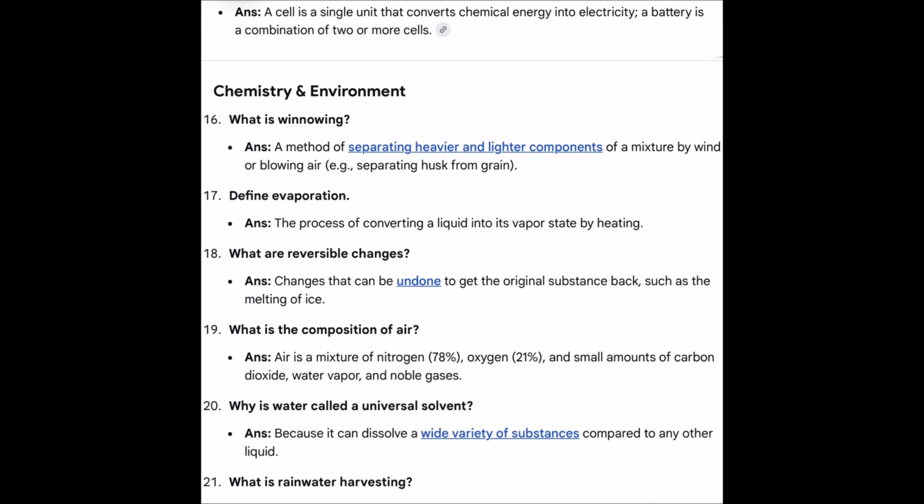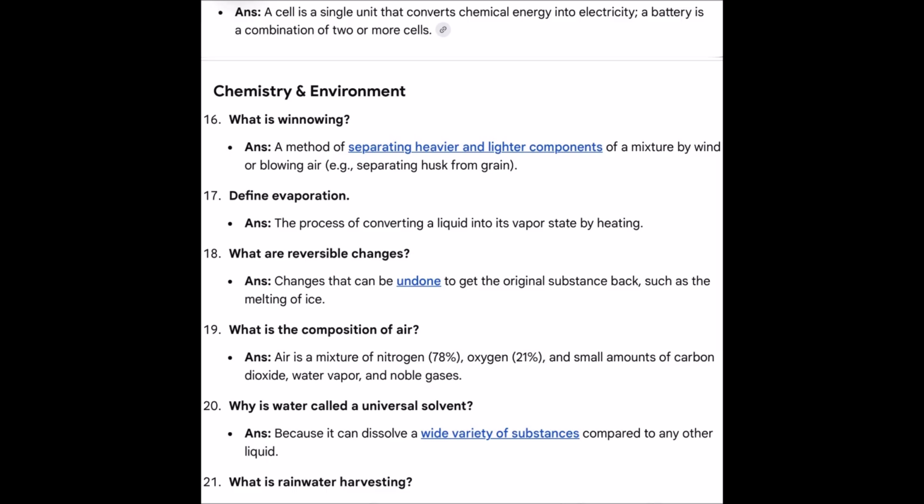Next question is question 17, which is define evaporation. So evaporation is the process of converting a liquid into vapor state by heating. This is called evaporation. Next question is, what are reversible changes? So changes that can be undone to get the original substance back, such as melting of ice. These are called reversible changes.